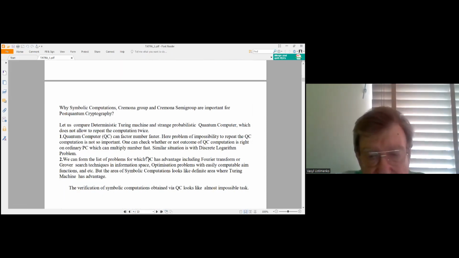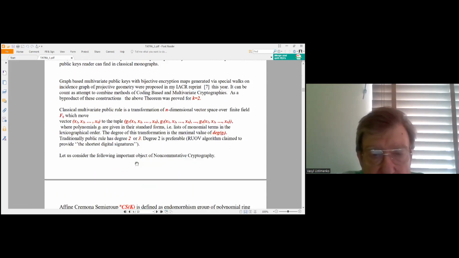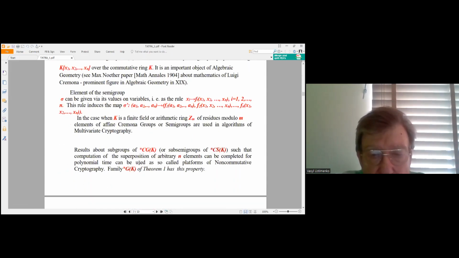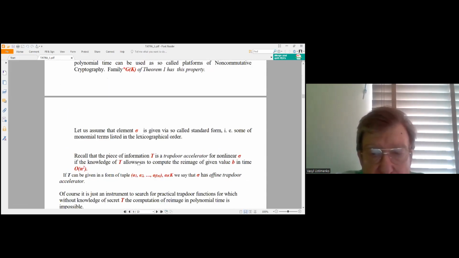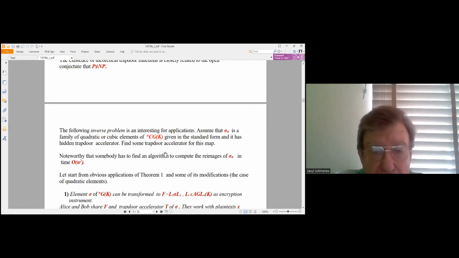So maybe first I will skip the introduction and some definitions. The trapdoor accelerator is also already given. We can take sigma from this G(n,K), transform it to L1 sigma L2, where Li are elements of the affine general linear group over K. This is a standard trick of cryptography, and we use it as an encryption tool.